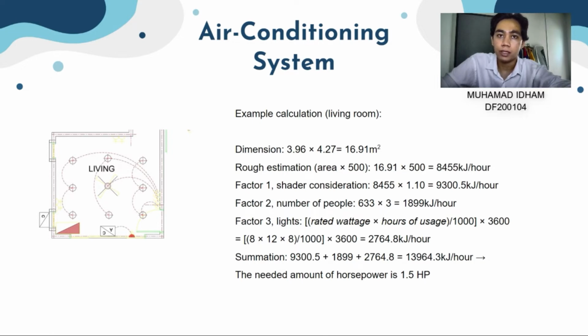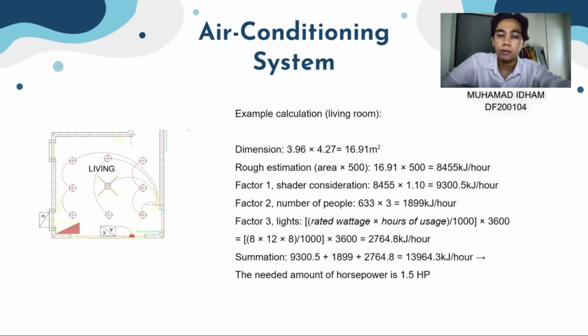There are 3 factors that need to be considered. The first one is shade. If the room is assumed to be shady, then we need to add another 10%. So 8455 times 1.1 equals 9300.5 kilojoules per hour.